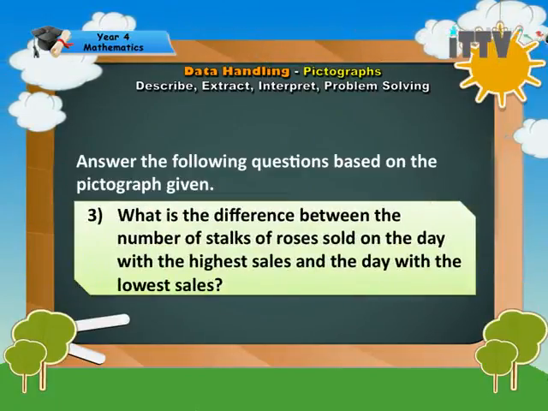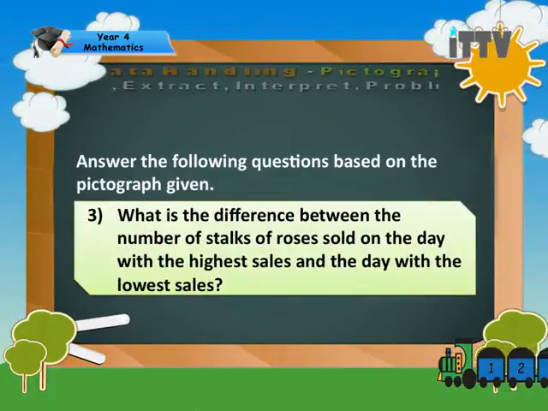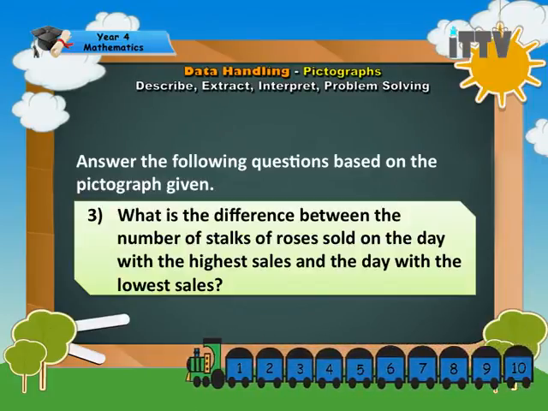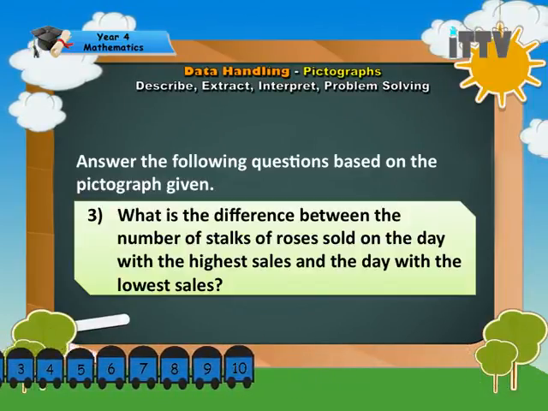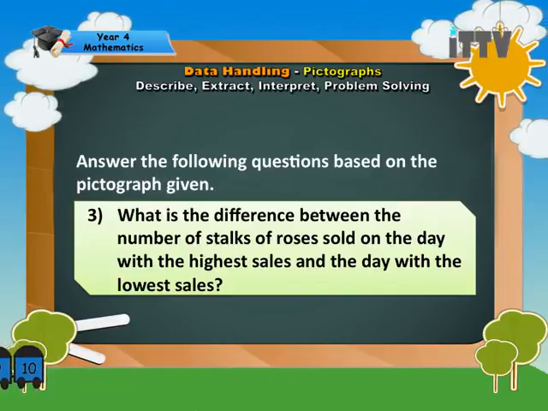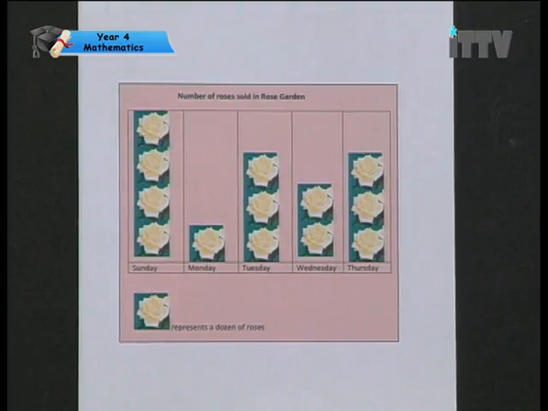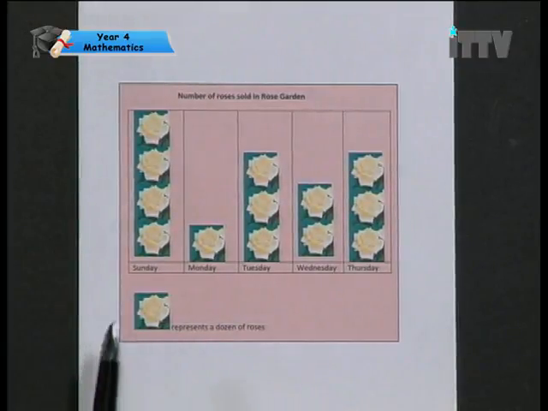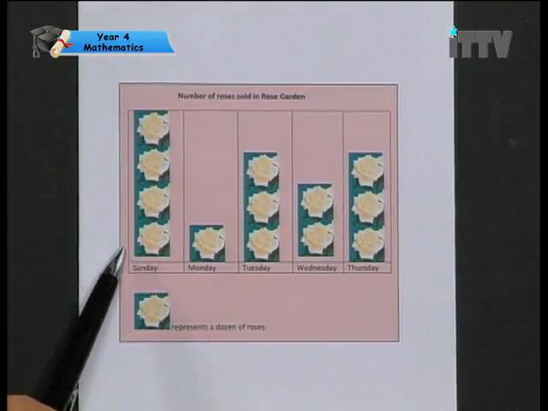Number 3, what is the difference between the number of stalks of roses sold on the day with the highest sales and the day with the lowest sales? So in a pictograph, we want to see which day has the most number of pictures and which day has the least number of pictures, okay? That would point us to the answer. Now, as I can see here, Sunday. Sunday has the most number of pictures.